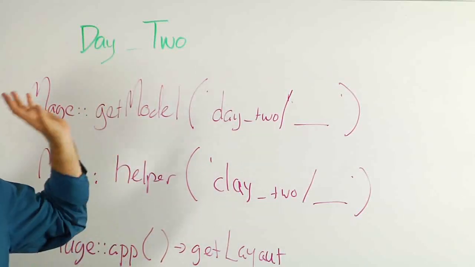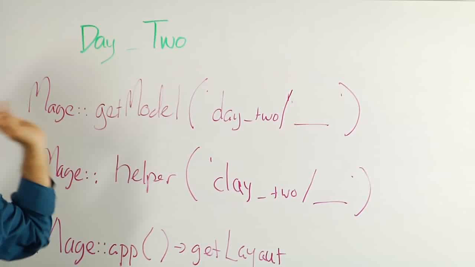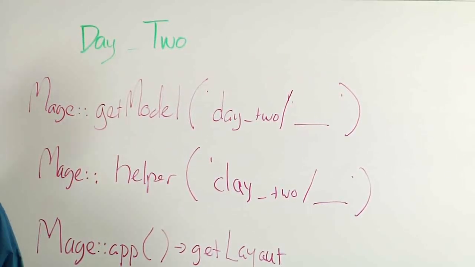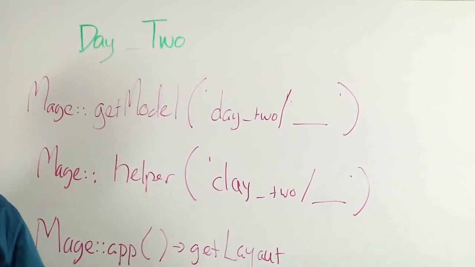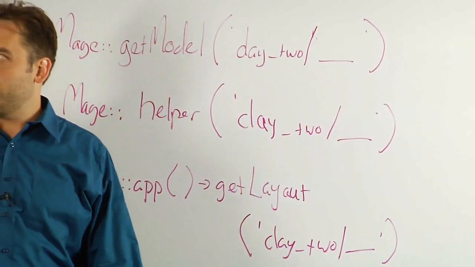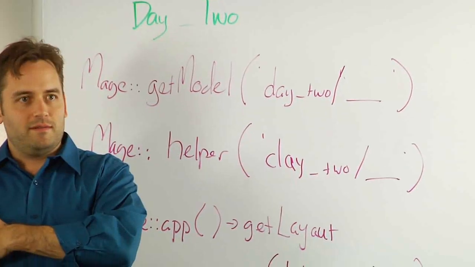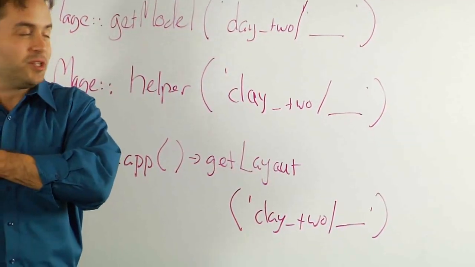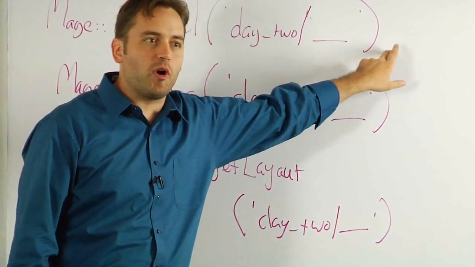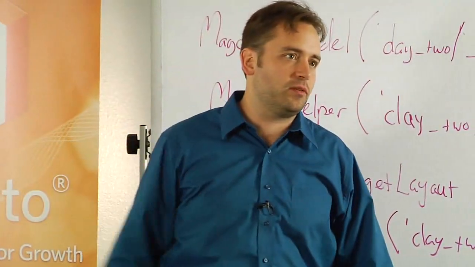And once this is done, I can start making classes in my module to my heart's content, because if I create a file in the block folder, day2 block foo.php, well then I can call day2 foo. If I make one folder under block foo, and then in there I put a bar.php, well, this would be foo underscore bar. That's what the class groups do in Magento.